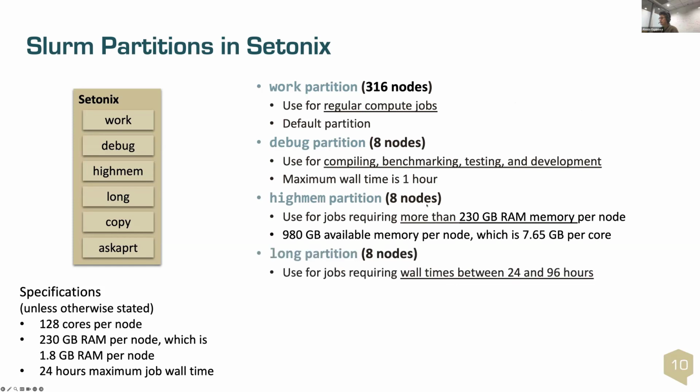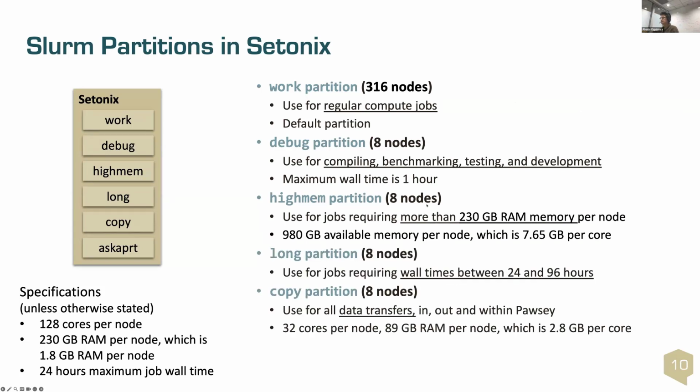So these are the different partitions, and they have different purposes. The work partition is the main one. That's the place to run your jobs. For debugging, the debug partition. The high mem partition is that these nodes have much more memory than the regular nodes. It only has a few nodes, but just in case you need a job that needs a large amount of memory per node, you use the high mem partition.